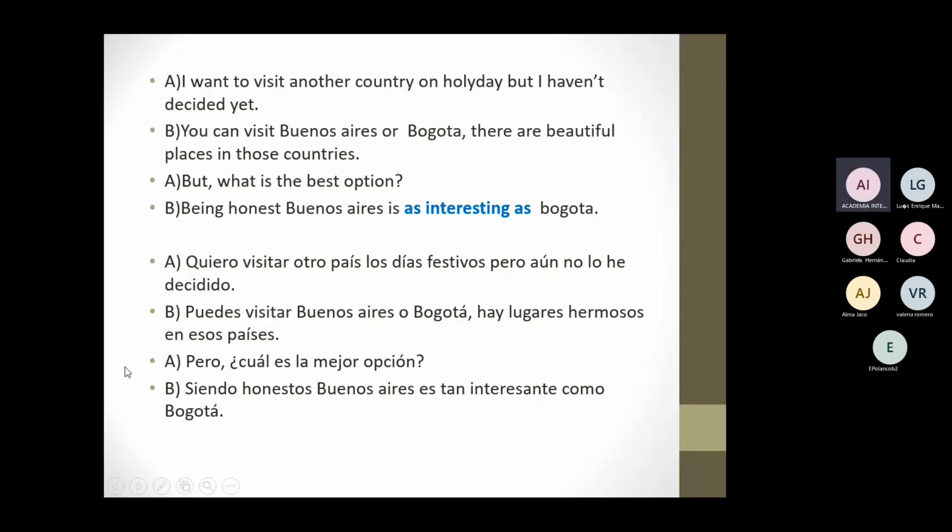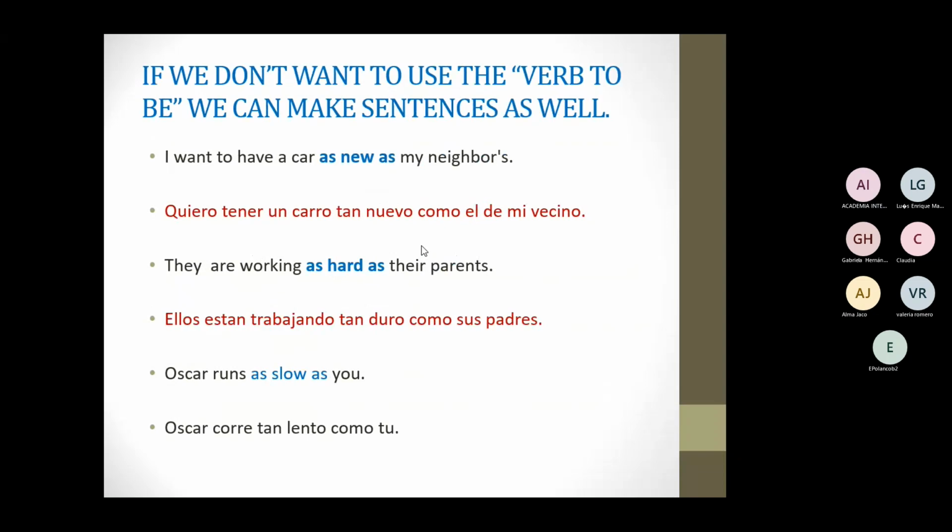So now we have a clearer idea about this. Ahora ya hay una idea más clara de esto. If we don't want to use the verb to be, we can make sentences as well. Because we don't use this structure just with the verb to be. No usamos la estructura solo con el verbo to be, también lo podemos usar cuando no lo estamos usando, por ejemplo. I want to have a car as new as my neighbors.